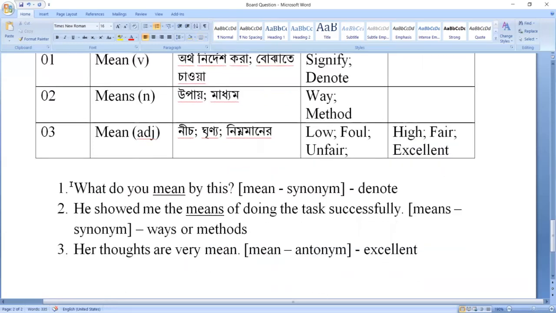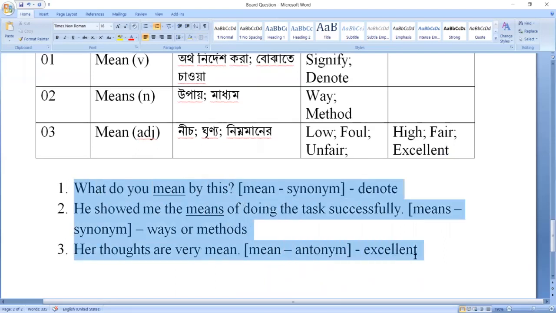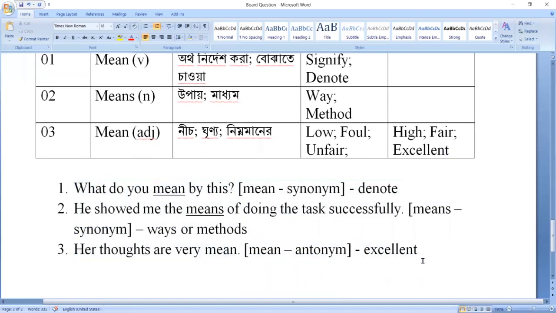In this way, whenever you are going to find out the synonym or antonym of any word, first you need to find out the parts of speech of that particular word, and then you have to find out the meaning according to the sentence, and then you have to find out the synonym or the antonym of that particular word. So dear friends, I hope you have understood what I want to say to you or what I want to mean.